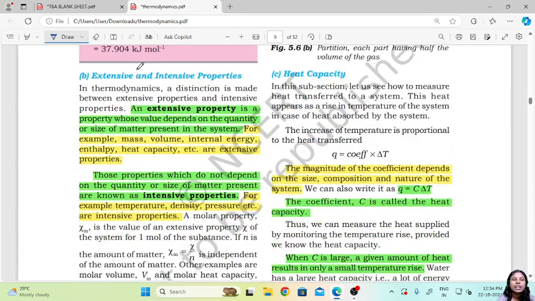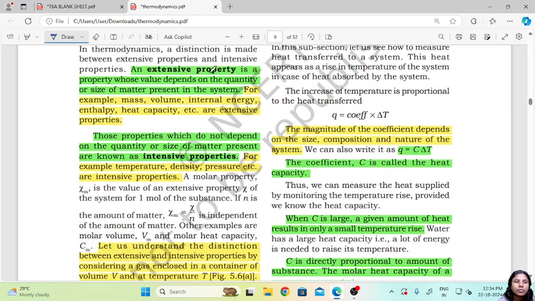Now let's understand what these extensive and intensive properties are. In thermodynamics, a distinction is made between extensive properties and intensive properties. So what are extensive properties? An extensive property is a property whose value depends on the quantity or size of matter present in the system. For example, mass, volume, internal energy, enthalpy, heat capacity, etc.